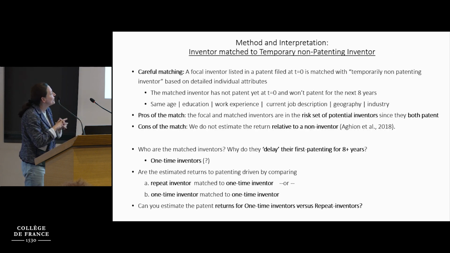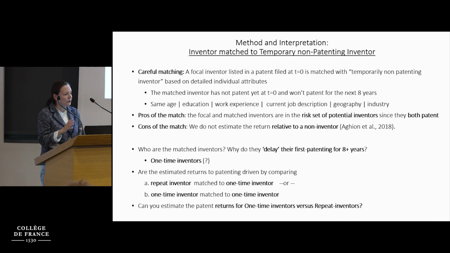So now, I'm going to reflect a little bit about the control, to see if it helps us interpret some of the results. The control is very unique, right? Because for a focal inventor, I'm going to be looking at temporarily non-patenting inventors. So this control at some point is going to become an inventor. But during 8 years, it's not patenting. It looks very similar to the focal inventor in age, in industry, in experience. However, it's going to wait to patent for more than 8 years.